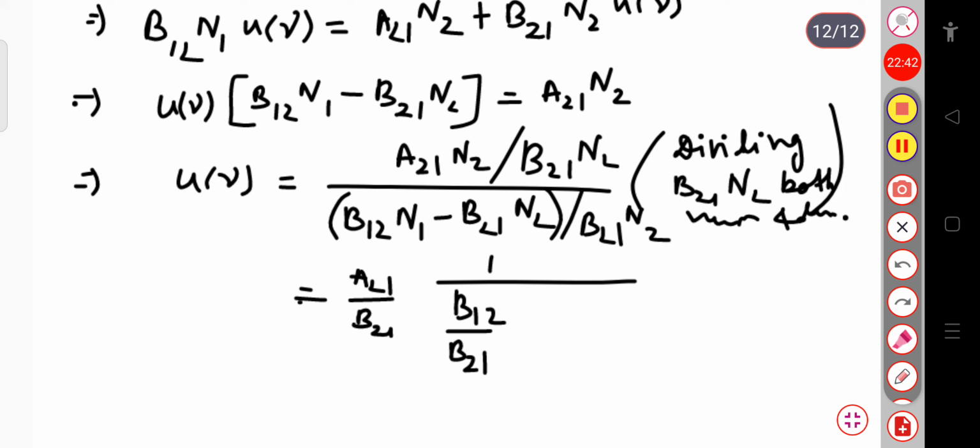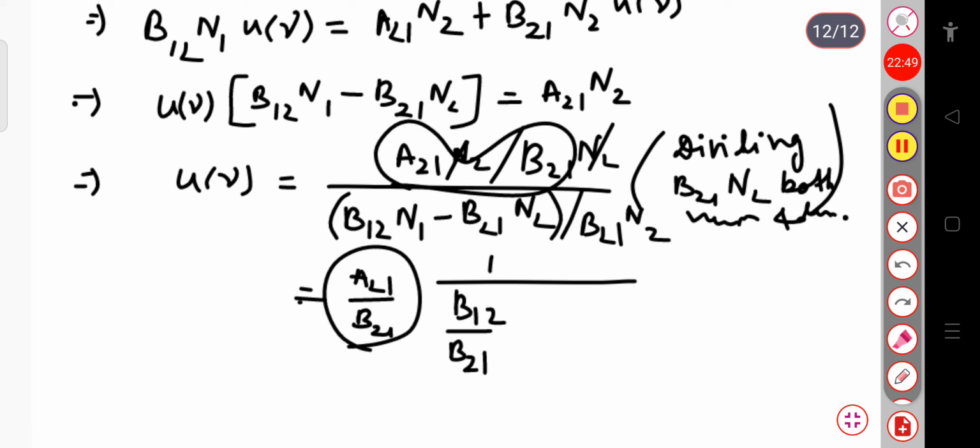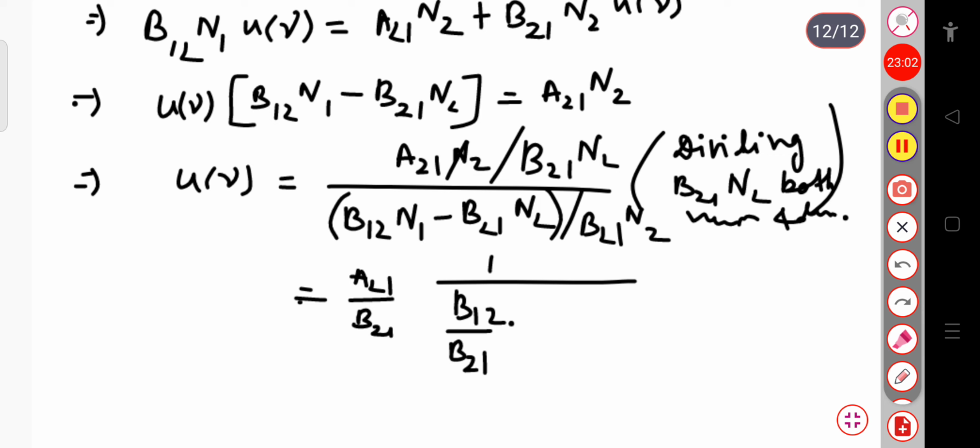Okay, so the N2 here gets cancelled, so the term remaining will be A21 by B21 present here. Now from this expression, B12 divided by B21 into N1 by N2 minus, the B21 and N2 get cancelled, so this will be 1. All these terms get cancelled, so this will be equal to 1.